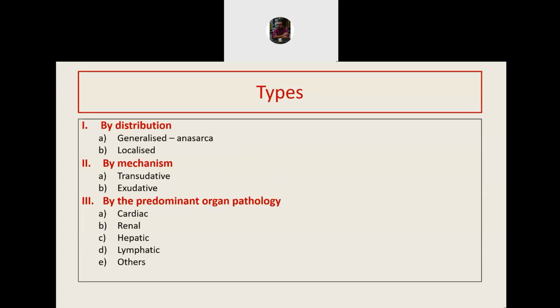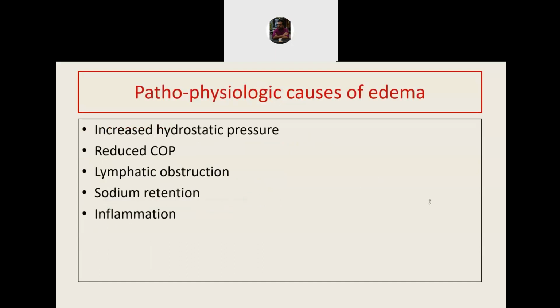So, whatever be the mechanism behind the edema, there are some fundamental reasons for edema to happen. These fundamental reasons are either an increase in hydrostatic pressure, or reduced colloidal osmotic pressure, or lymphatic obstruction. Rarely, there can be increased sodium water absorption by kidney, which increases the hydrostatic pressure. And finally, there can be inflammation that causes increased permeability of the blood vessel. So fluid can easily go out. The last one is a cause of exudative edema. The first four are usually causes of transudative edema.